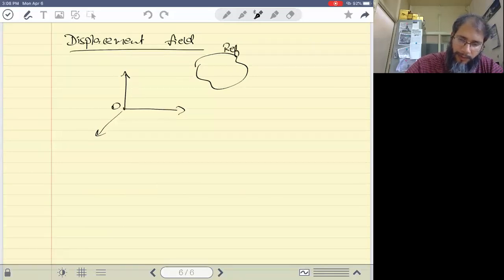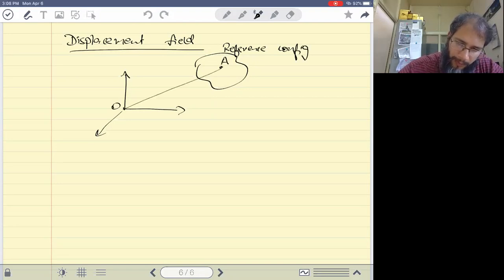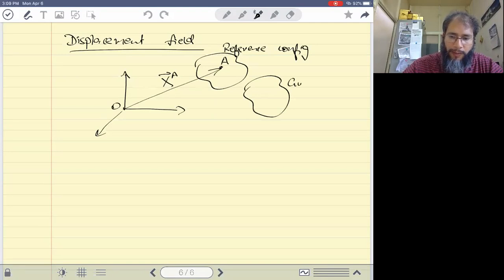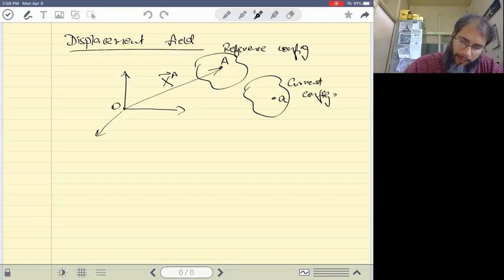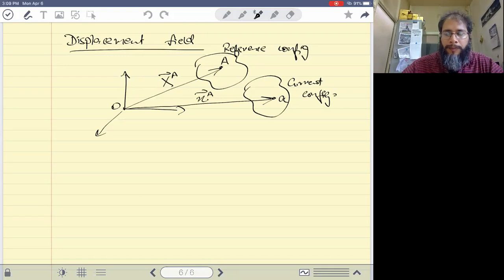So we have a reference configuration, and we have a point capital A in the reference configuration, and we know that the position coordinate of this is capital X superscript A. Now after some later time the body has moved, so we have a current configuration where we denote the same point using small a because it's the current configuration, and the position vector of small a is given as the vector small x superscript a.